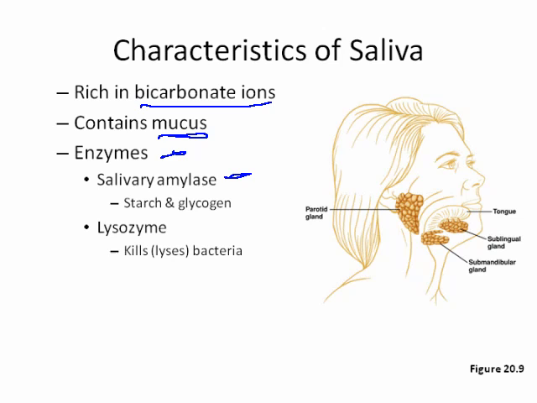It contains some enzymes, salivary amylase, which breaks down starch and glycogen. So this is where digestion begins, of course, in the mouth, and it is due exclusively to the initial breakdown of carbohydrates, the starches and glycogen. And then lysozyme, which kills bacteria. So it also helps to protect, serving a minor immune function.